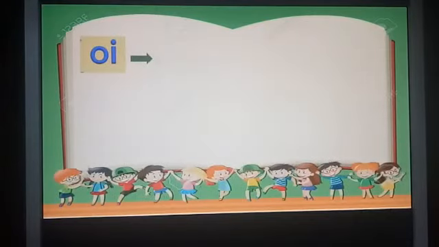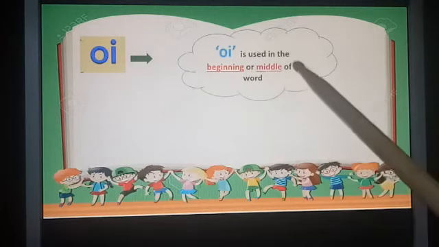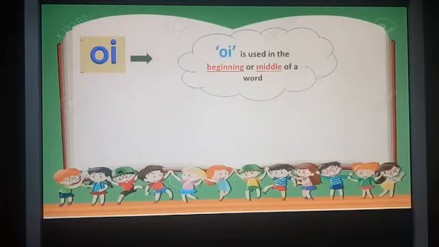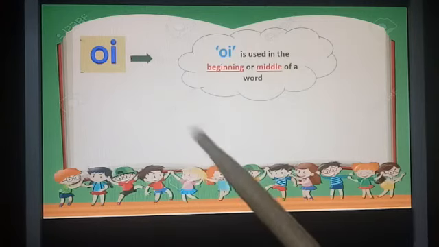And then, when should you use OI? OI is used in the beginning or middle of a word. Same like AI, OI also is used in the beginning or middle of a word. And OI is a digraph. You know OI is a digraph. Now let us see a few words.